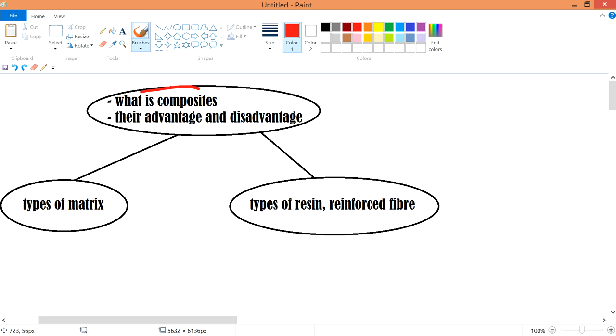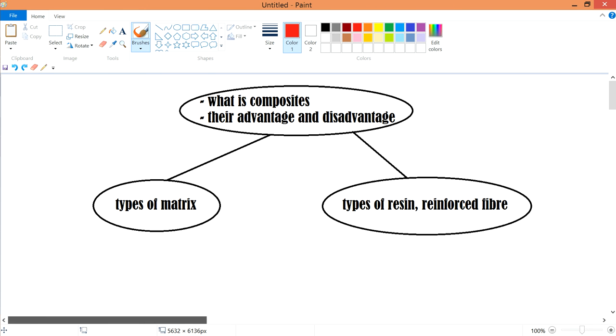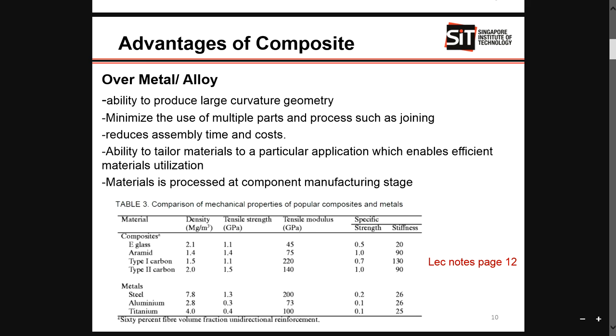So we have talked about what composites are already. Now we will also talk about the disadvantage and the advantage. It's just a short one, so I'll continue within this video. The advantage of the composite itself is the ability to produce large curvature geometry, meaning you can create whatever geometry you want, because you laminate it yourself.